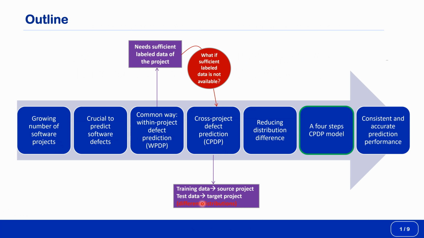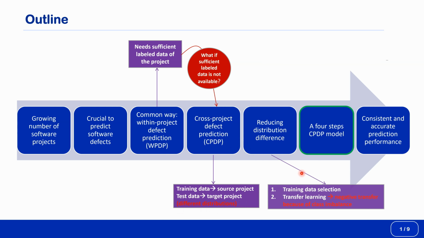In these models, training data are from source projects, previous mature projects. The test data are from target projects. As you understood, the training and test data are from different projects, so they have different distributions. Cross-project defect prediction often reduces distribution differences by either selecting training data or using transfer learning methods.